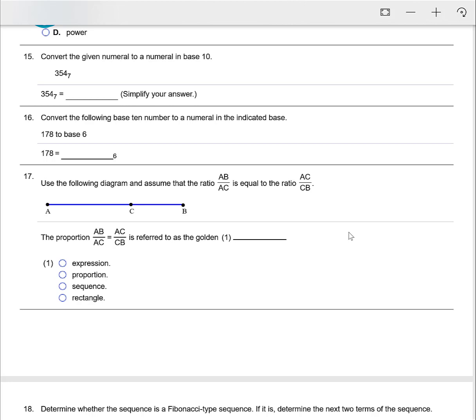Okay, and here's a definition here. Use the following diagram and assume that the ratio AB to AC is equal to the ratio AC to CB. And what do we call that proportion? It's referred to as the golden proportion.